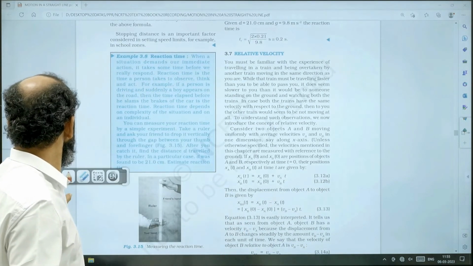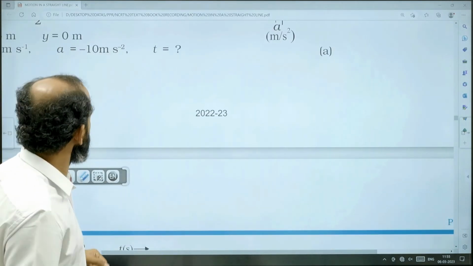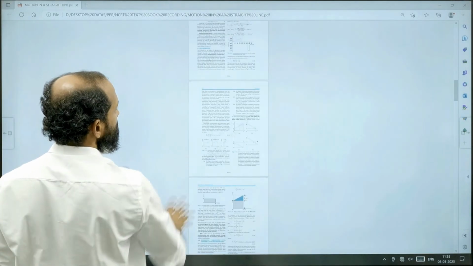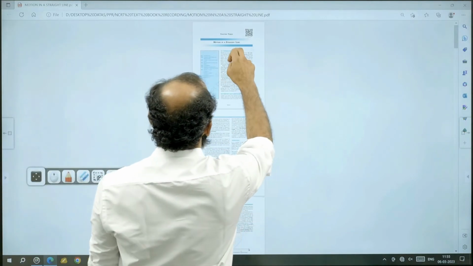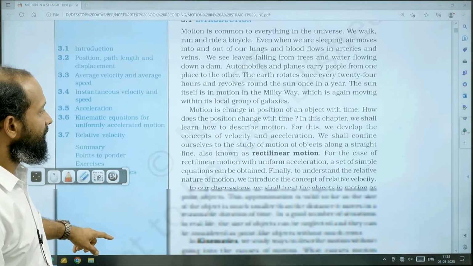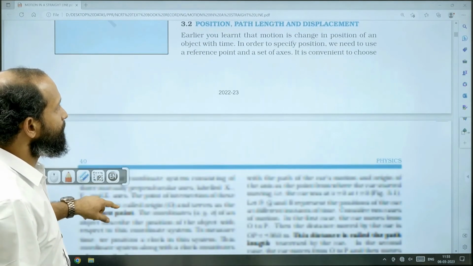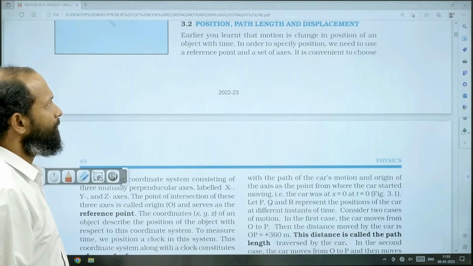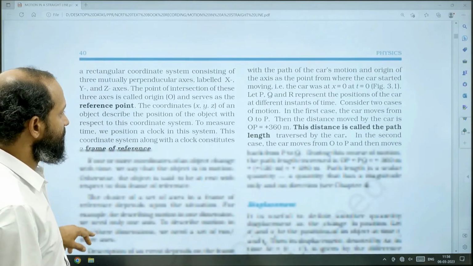That's relative velocity. So let us have a quick revision once again. We have to start from path length. Path length is the actual distance traveled by the moving body. Displacement is the change of position. Displacement and velocity are vectors, but path length and distance are all scalars.